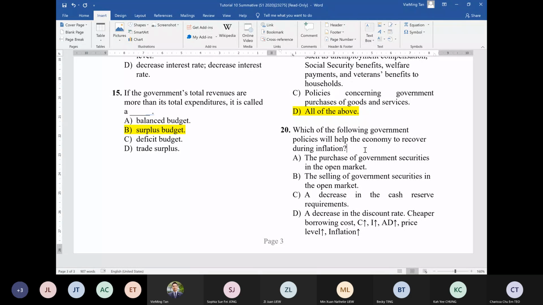Who can help? Yes, A also not. Okay, let us check why. Okay.